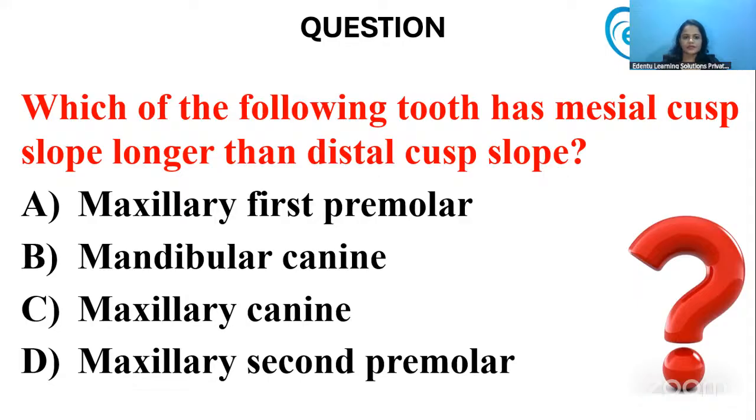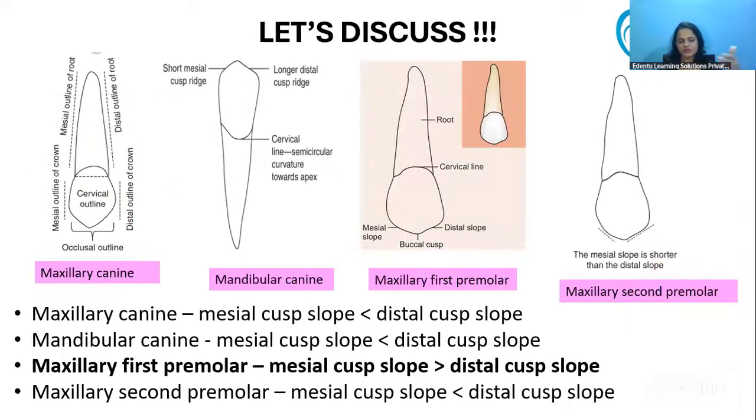Okay, so the answer is yes, Dr. Abhinaya. Yes, it is maxillary first premolar. Okay, so maxillary first premolar will always have its mesial cusp slope longer than that of the distal cusp slope. Okay, so these are all the tooth images from the buccal aspect.